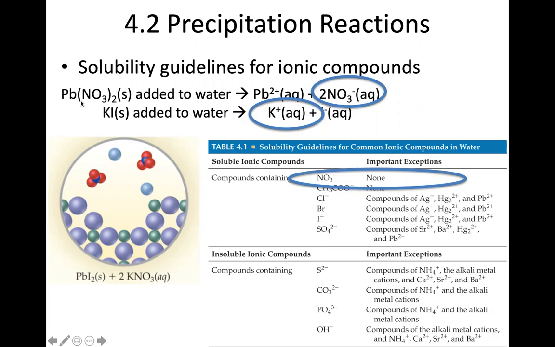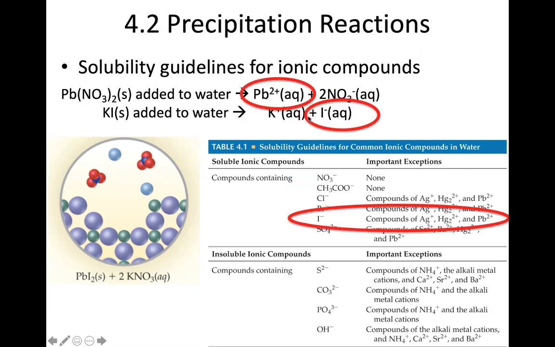Lead and nitrate was in the beaker as ions. Potassium and iodide were in the beaker as ions. So let's look at the different combinations. How about the potassium combining with the nitrate? Nope, doesn't look like that gives me a precipitate. All nitrates are soluble. How about the other combination? Aha, this is where the precipitate's forming.